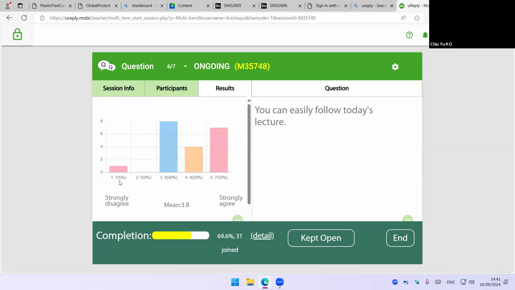Now, this is a good exercise to look at this data. The data say one boy or girl said the speed is inappropriate, that is, disagree. So I don't know whether it's fast or slow. How can I check? It comes from the other question, question 6: you can easily follow the lecture. I assume it's the same person, and this person thinks I'm too fast.